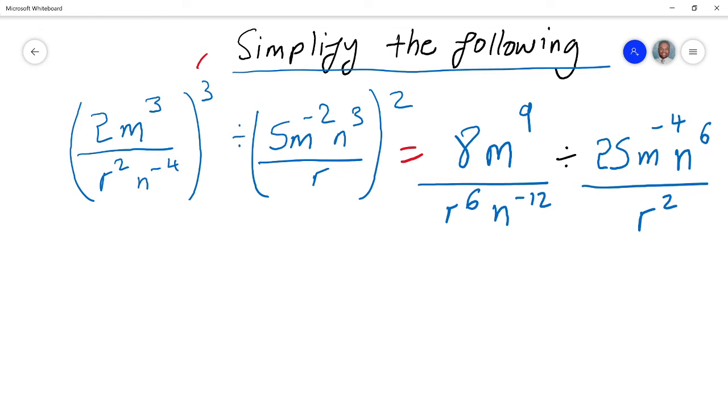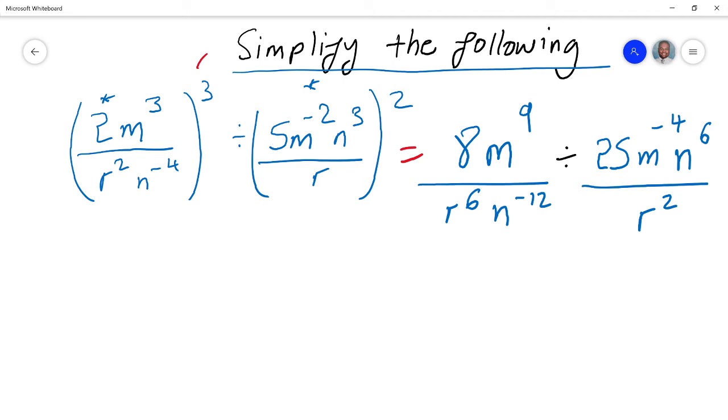In the past, I've seen students make mistakes. They're able to simplify m to the power 3 cubed, which is m to the power 9, but they forget to simplify the 2. So remember, you've also got to do that. So 2 to the power 3 is 8. And likewise, in this question, you can simplify m negative 2 to the power 2, which is m to the power negative 4. N to the power 3 to the power 2 is n to the power 6. And 5 squared is 25.